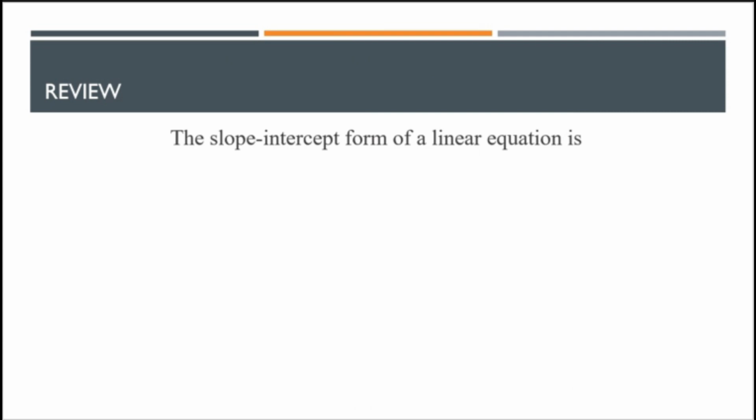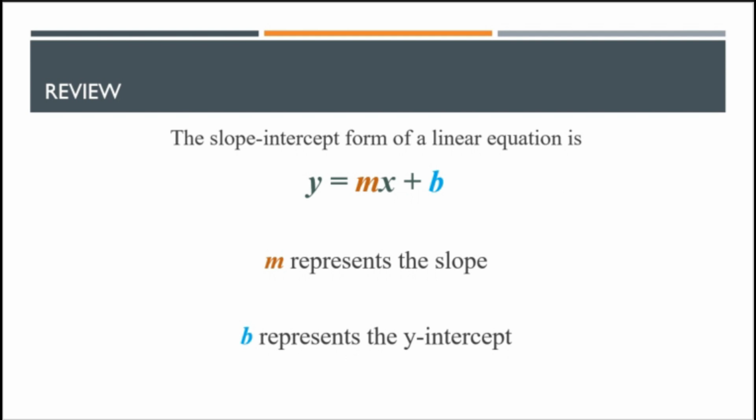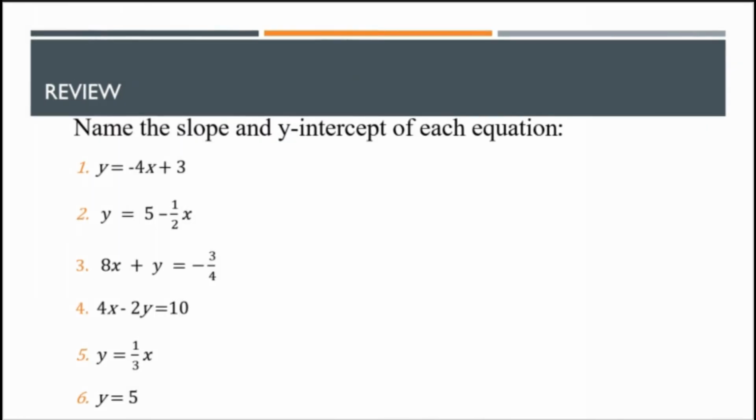The slope-intercept form, as we've discussed last week, is written as y = mx + b, where m represents the slope and b represents the y-intercept. Let us have a short exercise about this topic. Name the slope and y-intercept of each equation. I will give you 1 minute to answer the following.